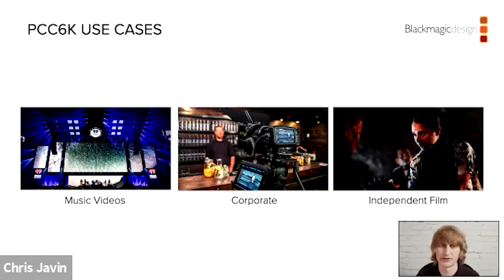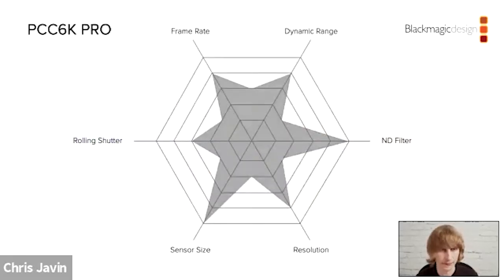We've also seen a high amount of independent films using the 6K due to the increased resolution and Super 35mm sensor. So finally, we have the 6K Pro. Nothing has changed from the 6K sensor or the core technological capabilities of the camera. The difference here is the inclusion of those internal motorized NDs.